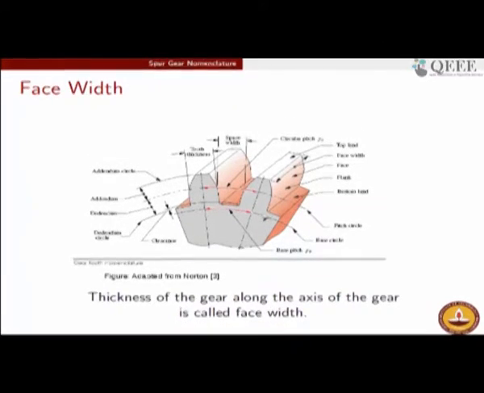Okay, carrying on, face width. Face width is the portion of the gear which you see in the side view. This is the front view of it, this is the side view of it. So in the side view, this width that you see is the face width. The thickness of the gear along the axis is called the face width. Remember, the teeth are cut such that the tooth is parallel to the axis of the gear itself, because this is a spur gear. Had it been a helical gear, this would not have been true. So the face width is the dimension along this depth direction of the tooth. This is what is called face width.